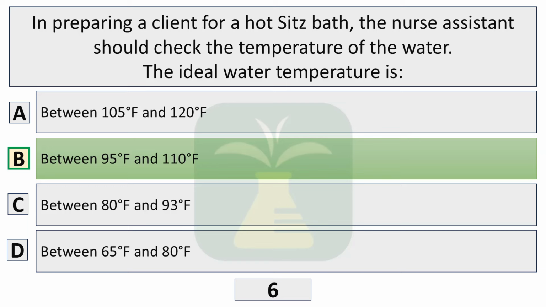A hot sitz bath will provide relaxation and relieve muscle spasms, soften exudates, hasten the suppuration process, hasten healing in cases of perianal surgeries, reduce congestion, and provide comfort in the perineal area.